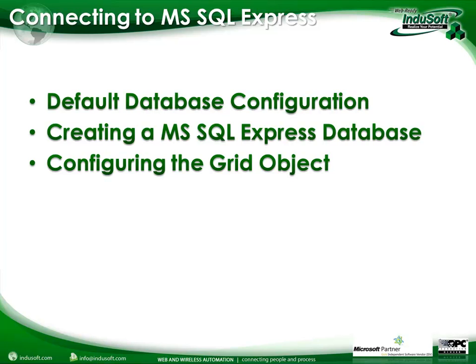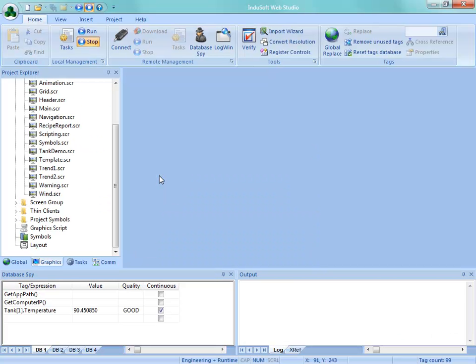So after we're done changing the default database configuration, we're going to create a brand new Microsoft SQL Server Express database and put some data into it using the management tool provided by Microsoft. And then we're going to configure a new grid object on the training application that we've created, and pull that data from that database into the grid object. So let's go ahead and get started.